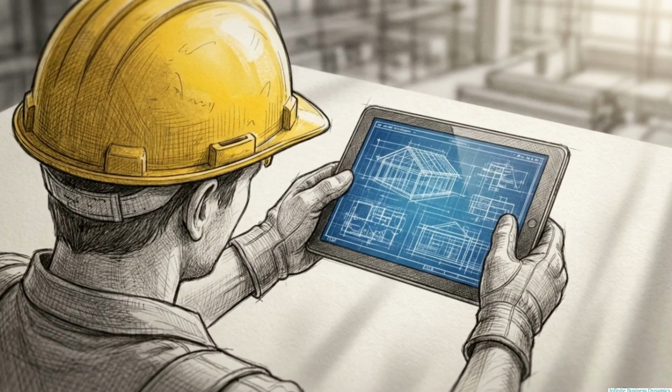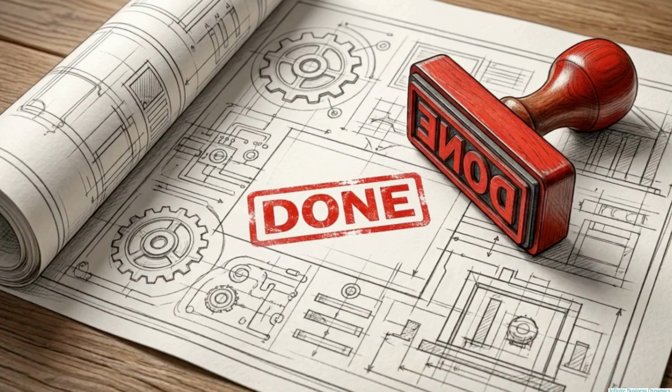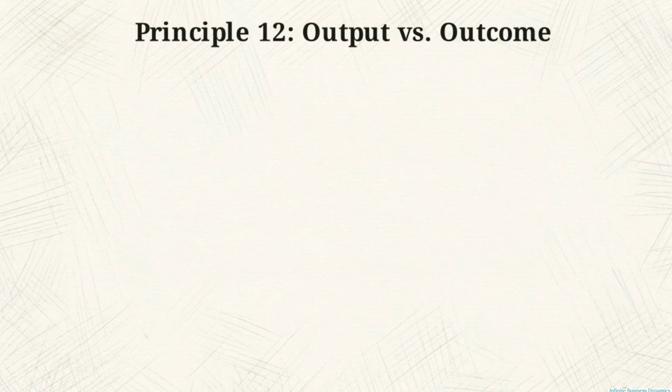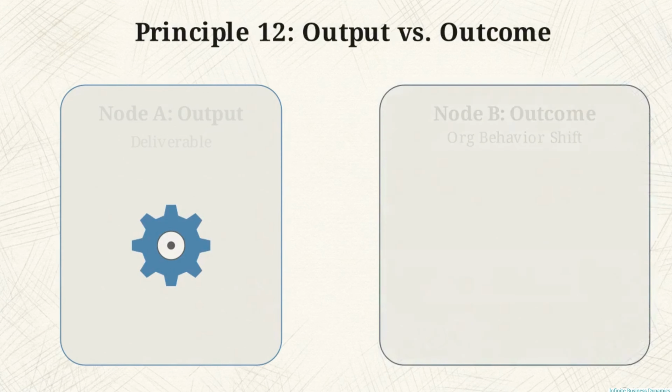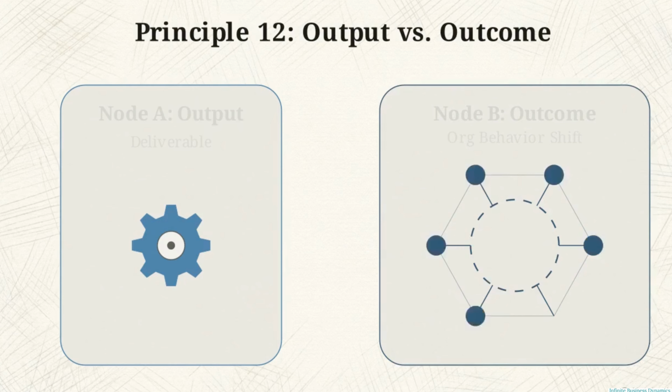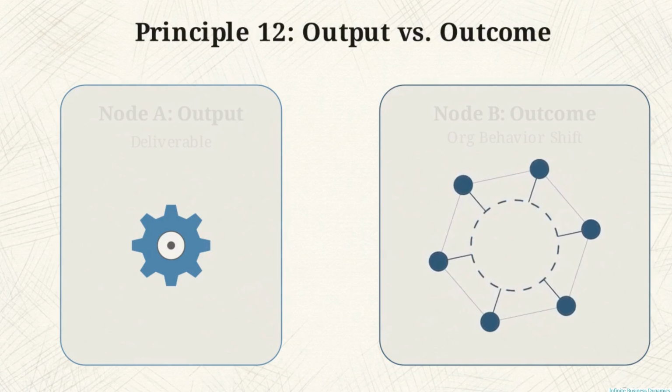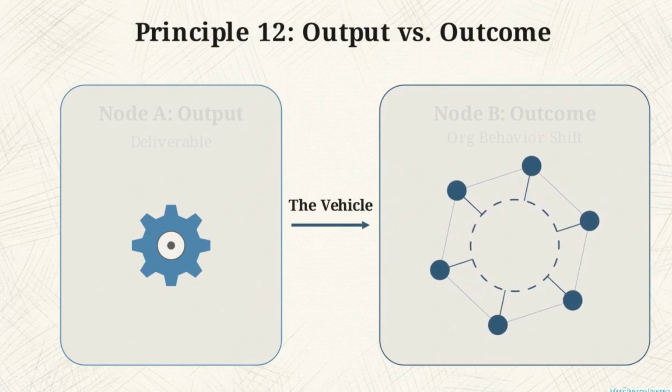Many professionals enter the field assuming their primary job is to manufacture technical artifacts, focusing on delivering lines of code, on pouring concrete, or deploying hardware, treating the physical build as the final objective of the project. This logic model illustrates the distinction required by PMI's Principle 12. On the left is the output, the static, isolated deliverable you build. On the right is the outcome, the interconnected, measurable shift in organizational behavior and capability.